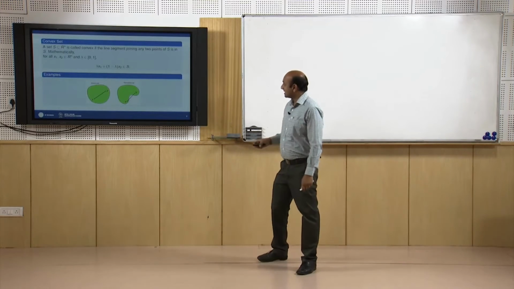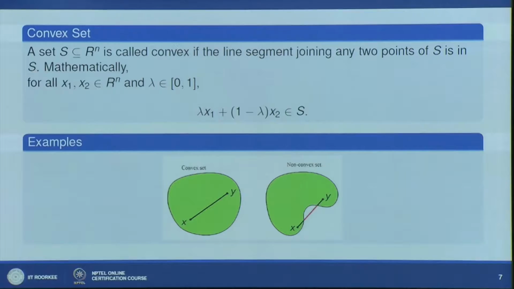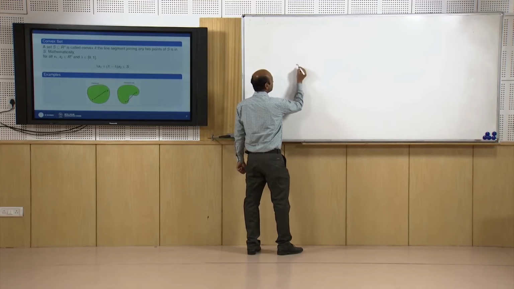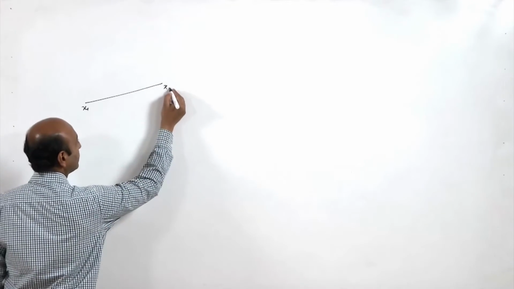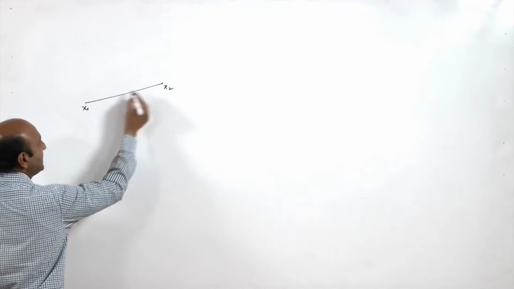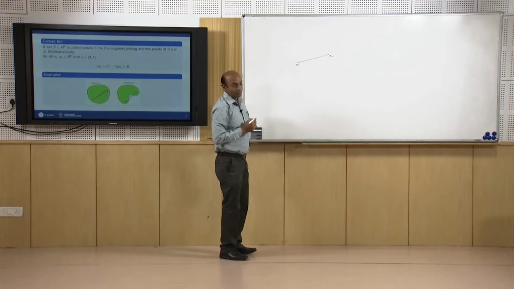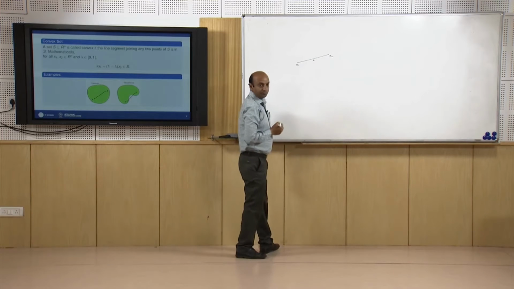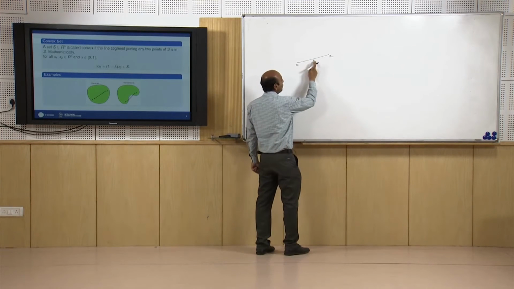So, next is convex set. Now, a set S is called convex if the line segment joining any 2 points of S is in S. So, first, what does it mean? Suppose you have 2 points x1 and x2. So, this is a line segment joining x1 and x2. Now, you take any arbitrary point x in between x1 and x2. Suppose this point divides this line segment in the ratio, suppose, 1 minus lambda and lambda.